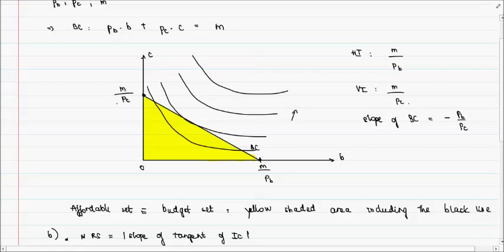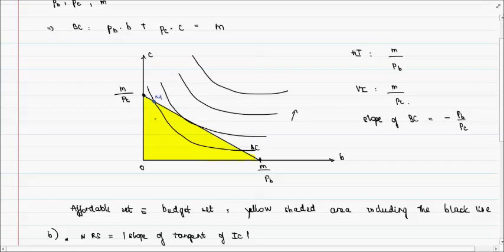Okay, so at bundle M, we want the tangent to the indifference curve to be steeper than the budget line. So if, for example, I pick something like this bundle M over here, which is on the budget line, on the black line, which satisfies what the question is asking you to do.